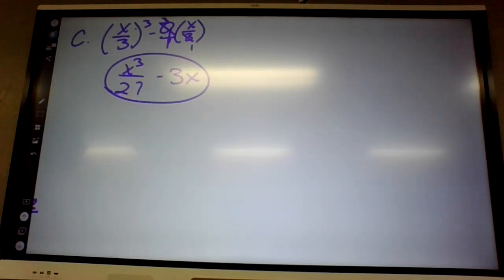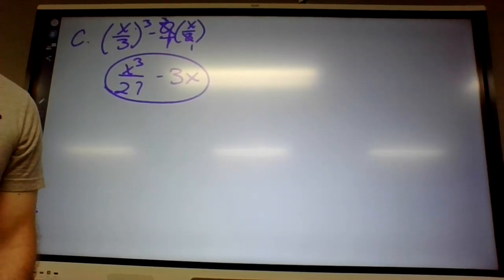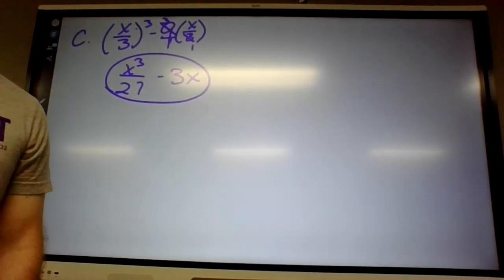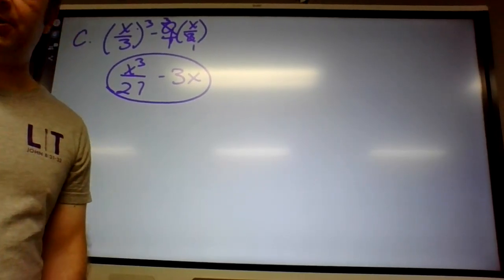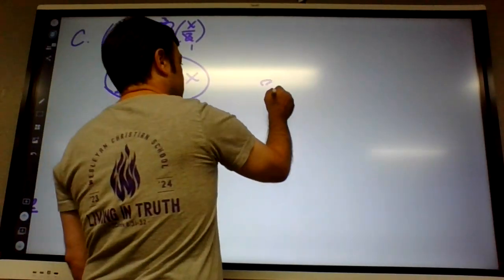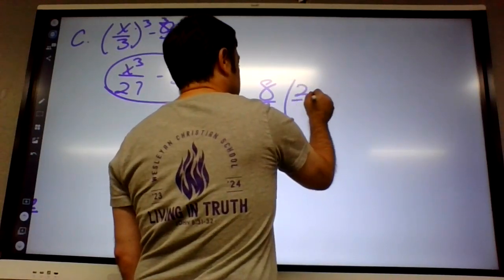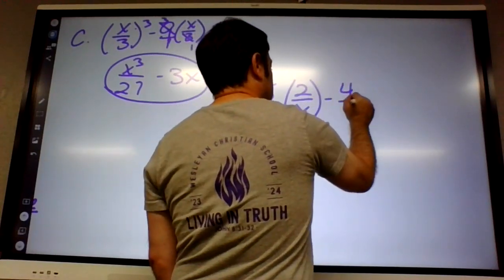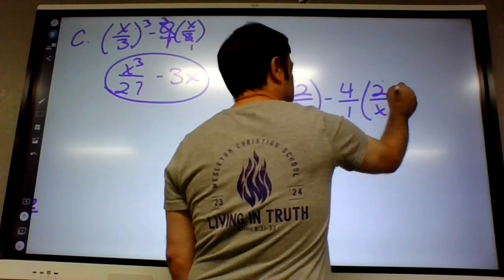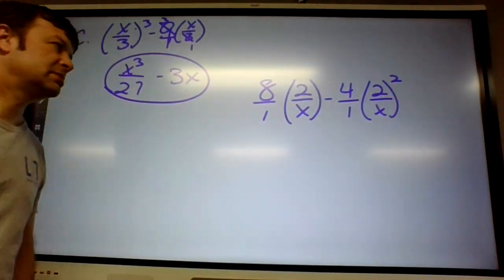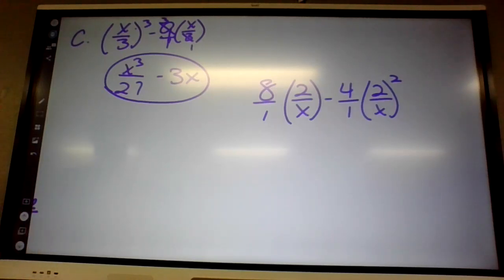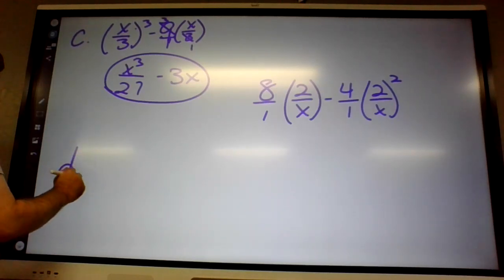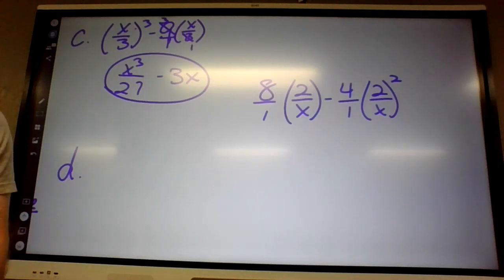Wait, I don't know how to do 16D. 16D, 2 over x. So you do 8 over 1 times 2 over x minus 4 times 2 over x squared. Okay, it's not going to completely simplify, but there's nothing super weird about it.